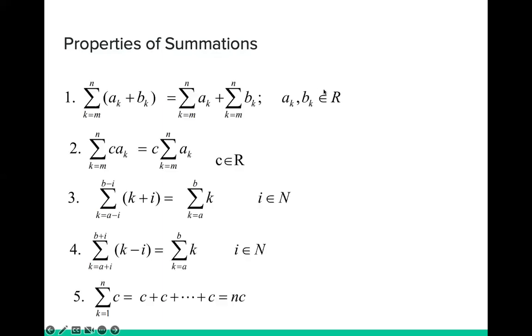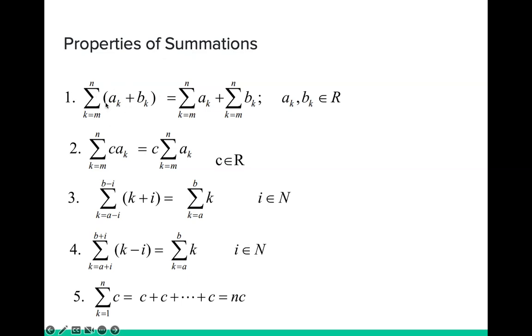Hello everyone. In this video, we're going to talk about the properties of summations. The first property of the summation is this. We have, let's say, a summation from k equals m to n of a sub k plus b sub k.